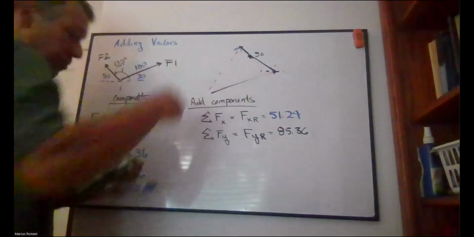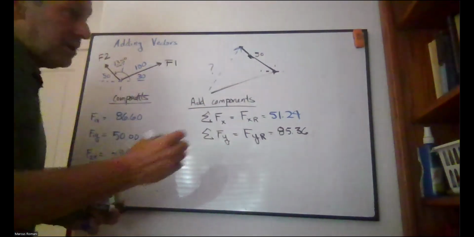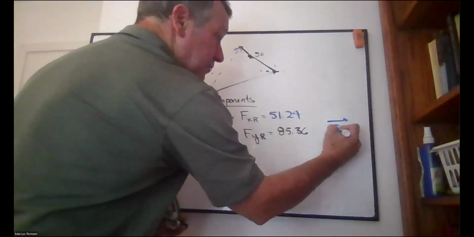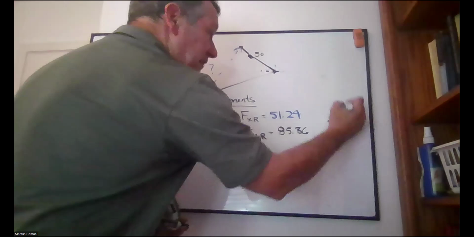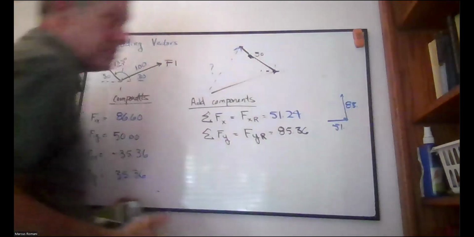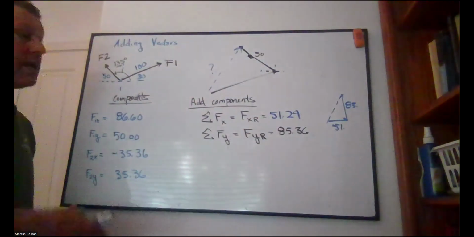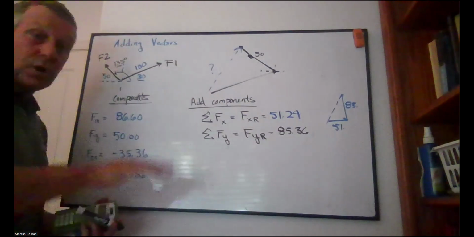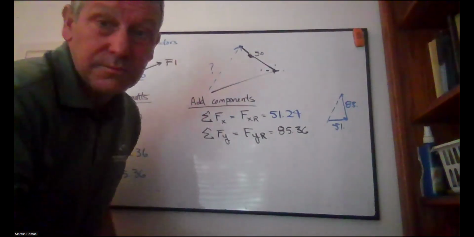All right, so I'm still not done. The goal is to get what this force right here is. Basically I know that I have a total in the X direction of 51.24, and a total in the Y direction of 85.36. And so I'll add them up using the Pythagorean theorem. And then in addition, I need to get this angle. So I'm going to do the work on the board. I encourage you to do that yourself, and let's see if we can come up with a good result.